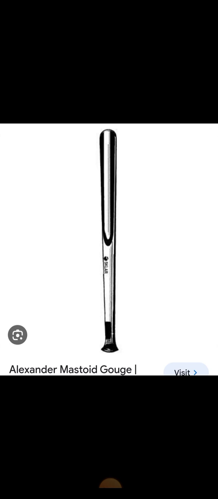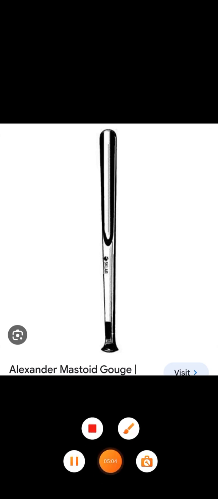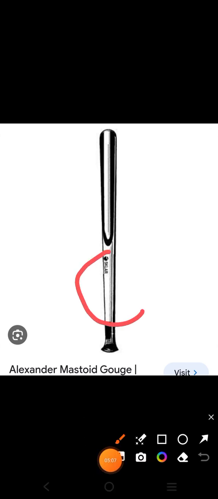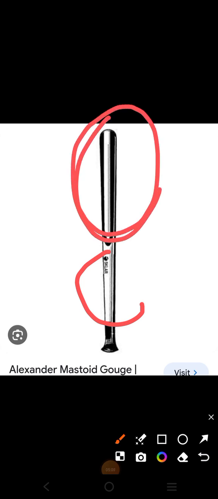Now let's move towards the mastoid gouge. Here is the mastoid gouge, and it has two main parts. This is its metallic handle, and here you can see that it has a cutting end, which has a curved rounded tip. It is mainly used for cutting bone in a circular manner. It is used in mastoidectomy, mainly to remove bone.